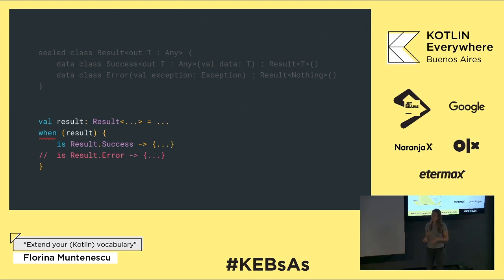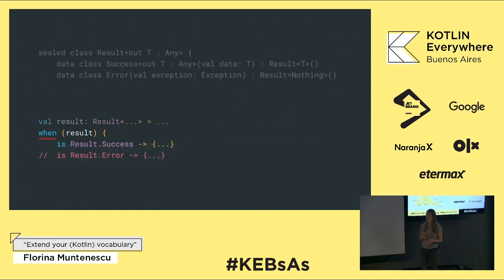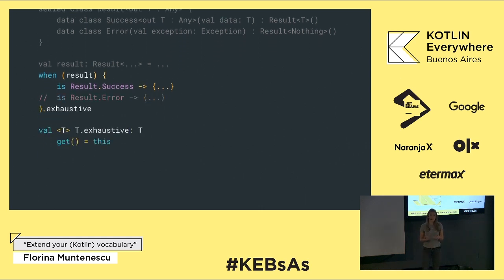So what I would want to have is an error when I forget to implement something, and the compiler to tell me this, and to tell me what branch I should implement. So this only happens when "when" is treated as an expression. So to treat it as an expression, I created an extension property to it. I created a .exhaustive. And this is actually just an extension property on T, and that's it.